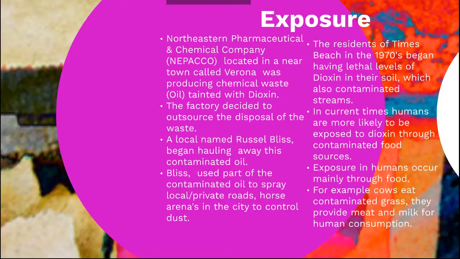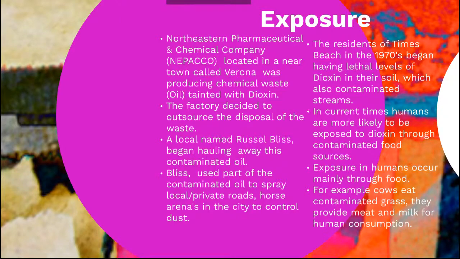Bliss owned a chemical waste company, and he had oil of his own. He mixed the tainted oil from NEPACCO with his own oil and began to spray the dirt roads to control the dust in Times Beach. Times Beach City hired Bliss to spray all the roads in the city because they were not paved. Russell Bliss was also hired by the neighbors, the businesses, to do their private property and to also spray in their businesses like their horse arenas.